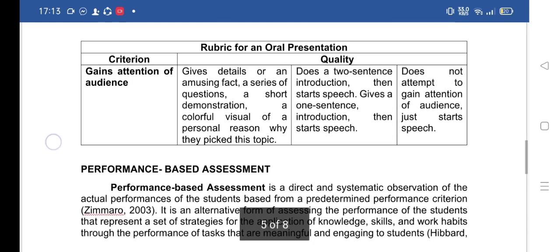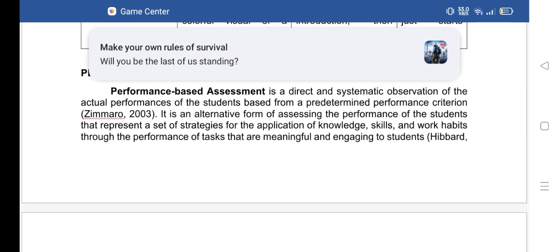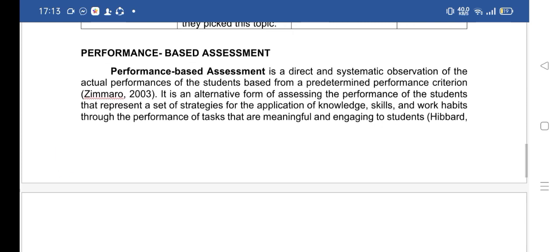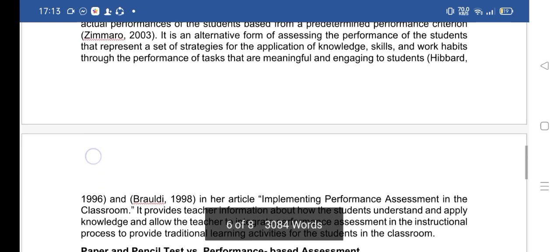Next is the performance-based assessment. Performance-based assessment is a direct and systematic observation of the actual performances of the students based from a predetermined performance criterion. It is an alternative form of assessing the performance of the students that represent a set of strategies for the application of knowledge, skills, and work habits through the performance of tasks that are meaningful and engaging to students.